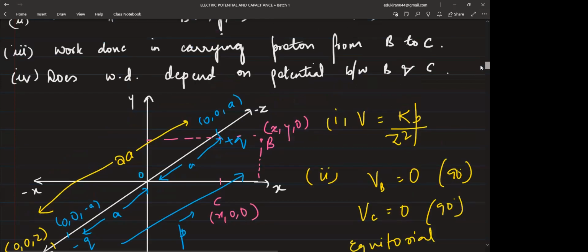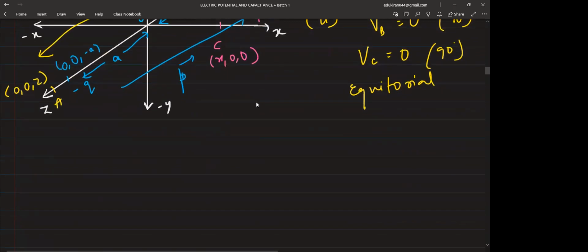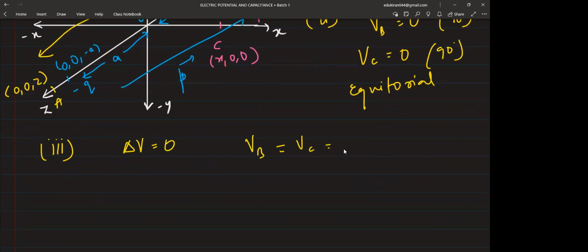Third point, work done in carrying a proton from B to C. See, third part, if the change in potential is 0, because VB is equal to VC, which is 0, so work done will straight away be 0.